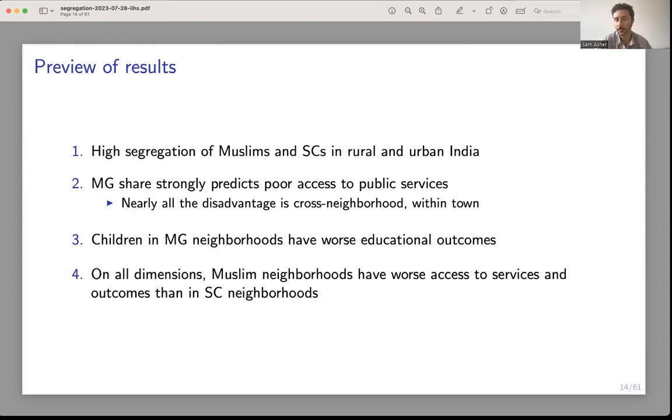We then try to go further and look at economic outcomes, not just disparities in the provision of these public facilities, but actually what's happening to people living in these neighborhoods. And the closest thing that we can come to a causal claim is that children in these marginalized group neighborhoods, who otherwise look similar and are growing up in similar circumstances to children elsewhere, in households where the parents have similar levels of education and similar levels of assets, have far worse educational outcomes. And we really find that across a lot of these dimensions, Muslim neighborhoods have worse access to services and outcomes even than SC neighborhoods, which have much worse access to services and outcomes than other neighborhoods.